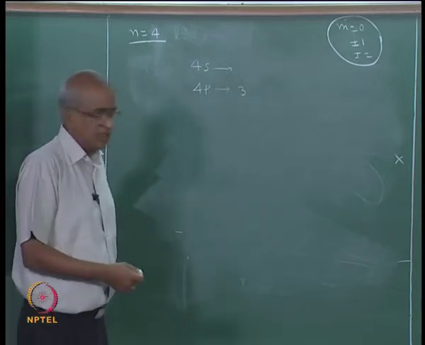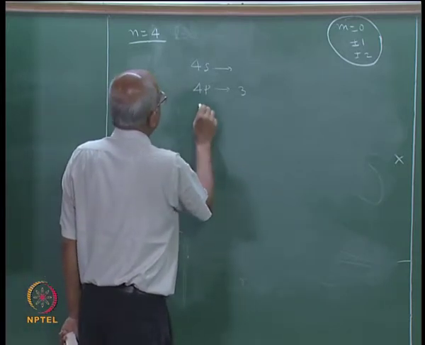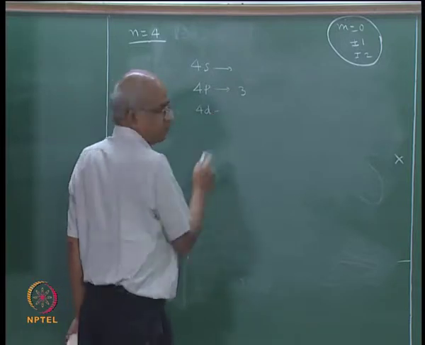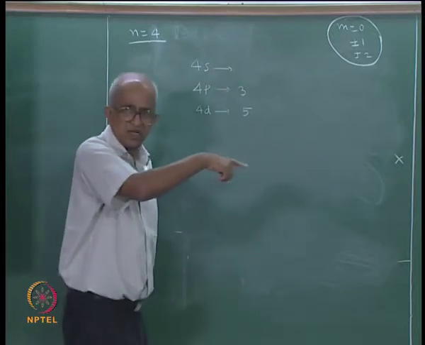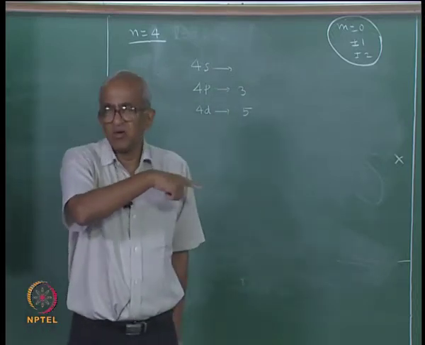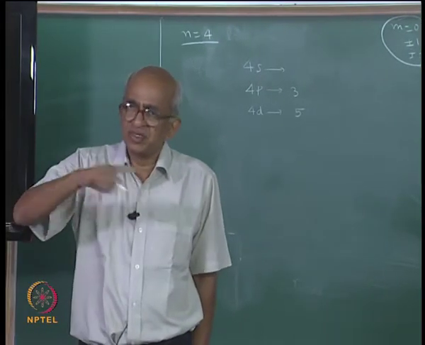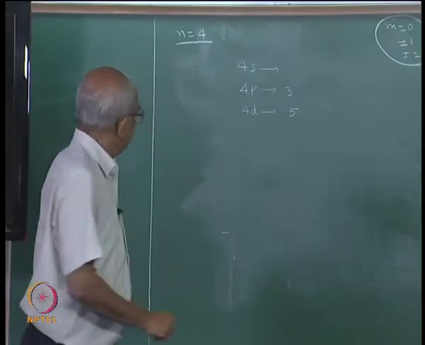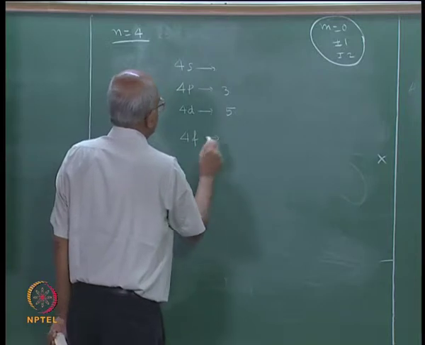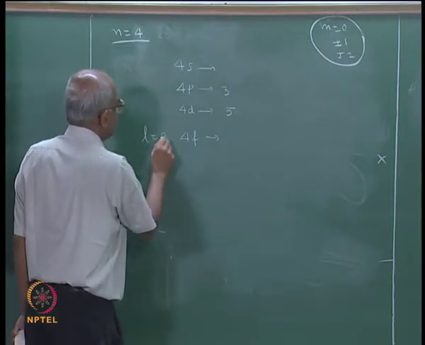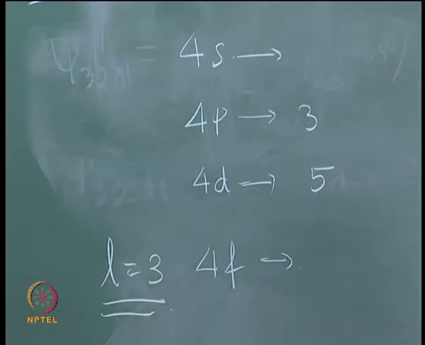Then we will have l equal to 2, you will have 4d, there will be 5 of them, their appearance is similar to the 3d orbitals that we have just described. Why? Because the angular part of the wave function is just the same. But when you have 4f, this will correspond to l equal to 3. When l is equal to 3, you have the 4f orbitals.